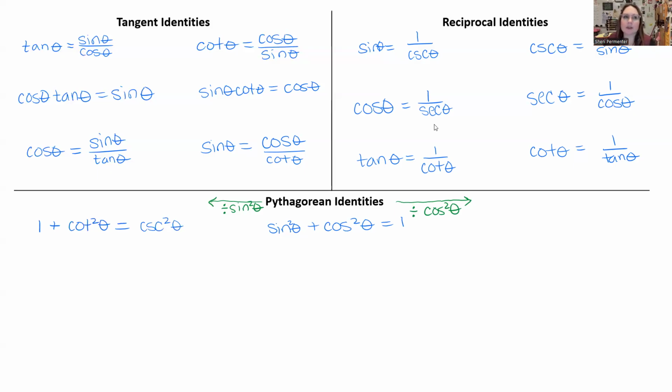I'm going to do the same thing out the other direction, but I'm going to divide by cosine. What's sine divided by cosine? Tangent, so it has to be tangent squared. What's cosine squared divided by cosine squared? I did it opposite, but what's anything divided by itself? 1. What's 1 divided by cosine squared? Secant.